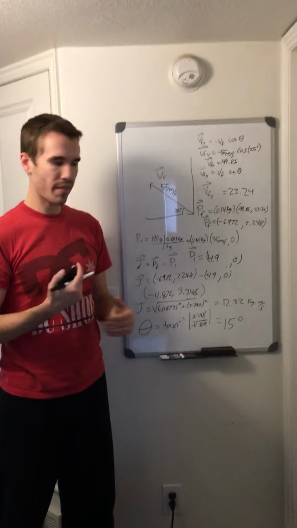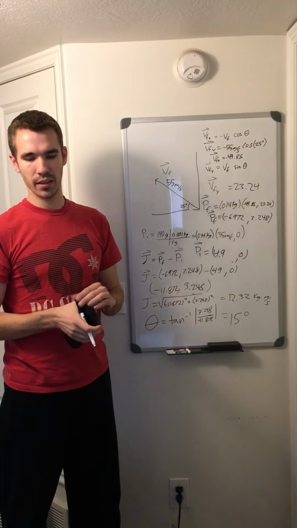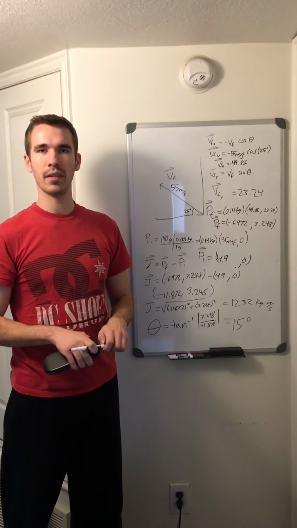So we now have our magnitude and our direction of the impulse that the bat delivers to the ball. And that's how you do this problem.